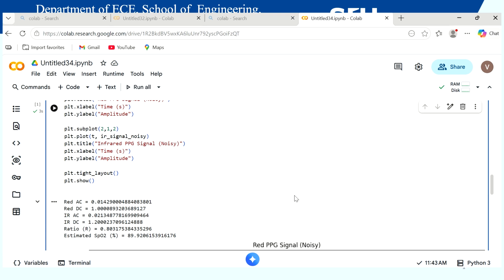So for the final red value or IR value, we will add the DC component as well as the AC component, because both appear in the infrared and red signals. But for the red signal, the DC component will be less, and in the same way the AC component will be less. That is the only difference we are considering here.